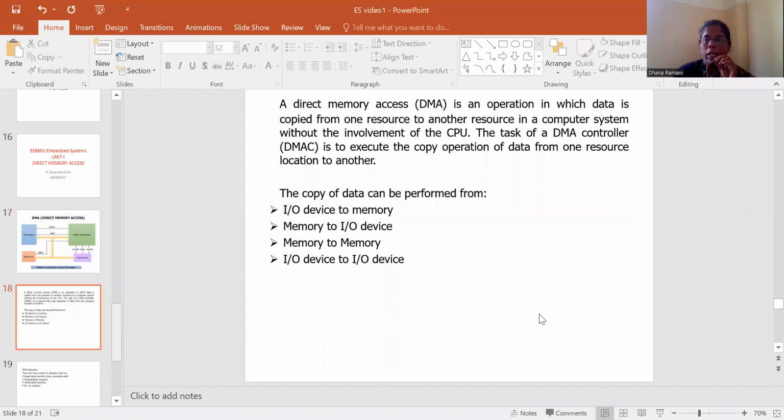Since the memory and the IO devices are going to communicate, here we have four possible operations. That is either IO device to memory and memory to IO device, or memory to memory, as well as IO device to another IO device. So there are four possible operations we have: memory to memory, IO device to another IO device, memory to IO device, and IO device to memory.